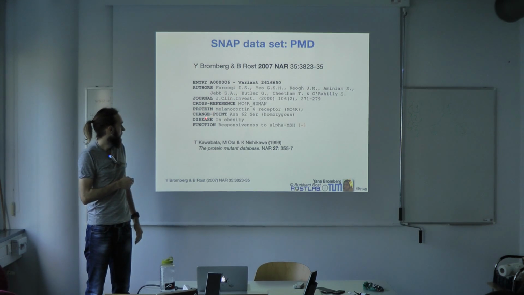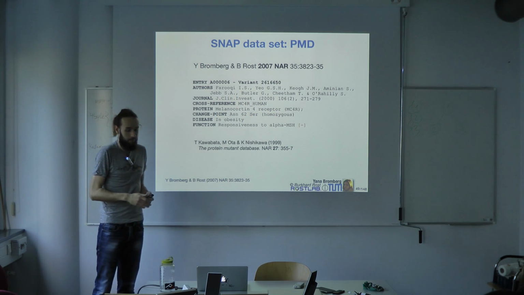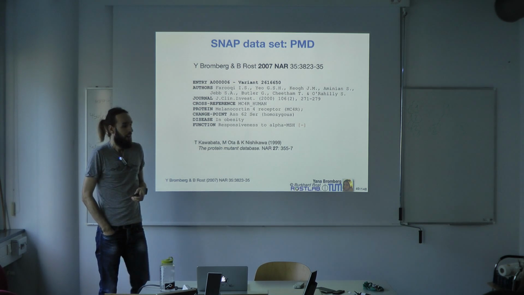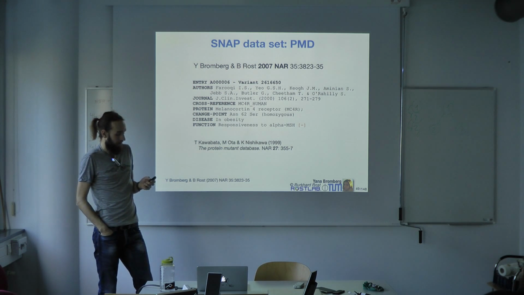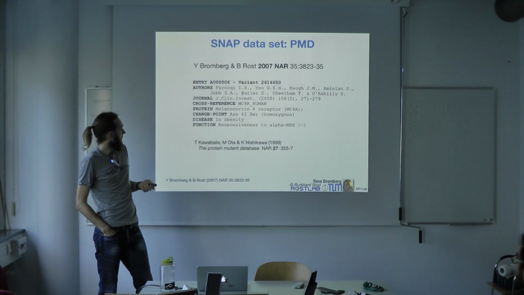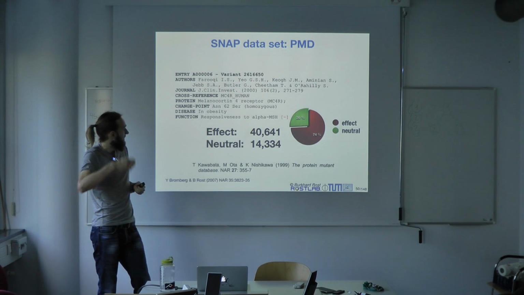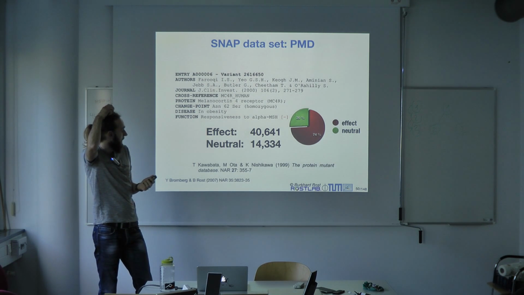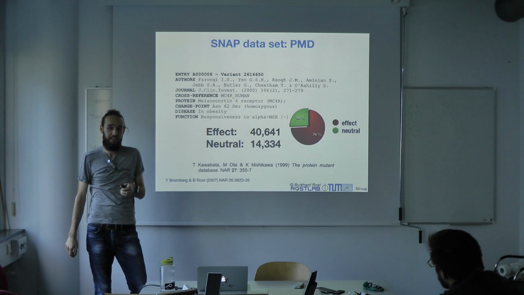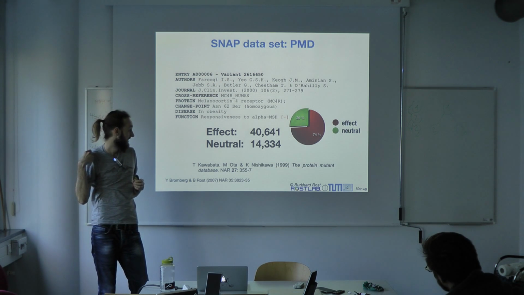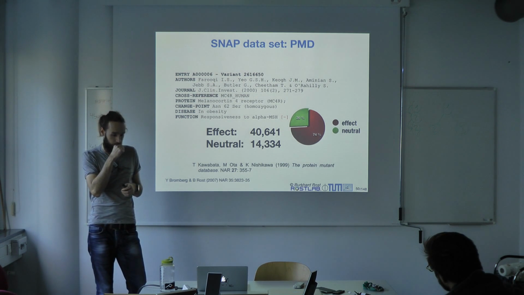Yeah, this is what the entry looks like. So there's a protein reference here, and then here is what's actually changing. And she just extracted a set of variants from the database. And why is it so laggy? And the result is this. So we have 40K effect variants, and we have 15K neutral variants.